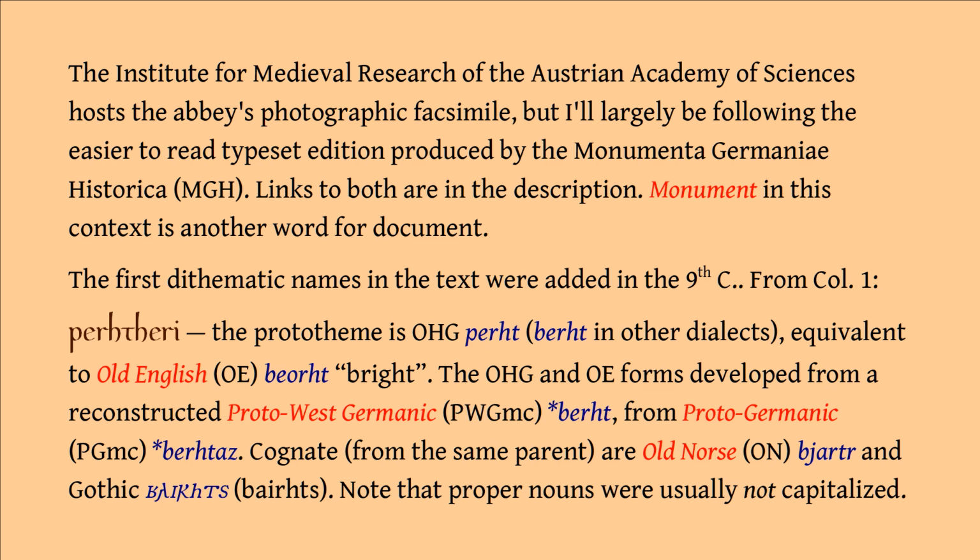The first dithematic names in the text were added in the 9th century. From column 1, Perchteri. The proto-theme is Old High German Percht, Bercht in other dialects, equivalent to Old English Bercht, bright. The Old High German and Old English forms developed from a reconstructed Proto-West Germanic Bercht, from Proto-Germanic Berchtas. Cognate, from the same parent, are Old Norse Bjartra and Gothic Berchts. Note that proper nouns were usually not capitalized.